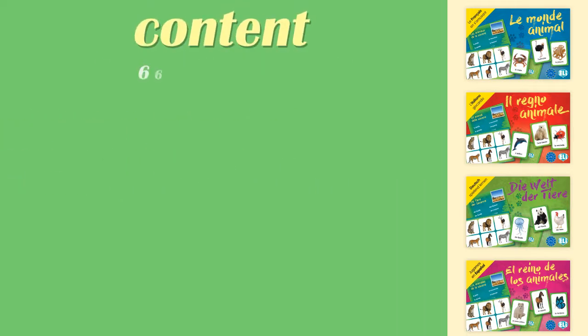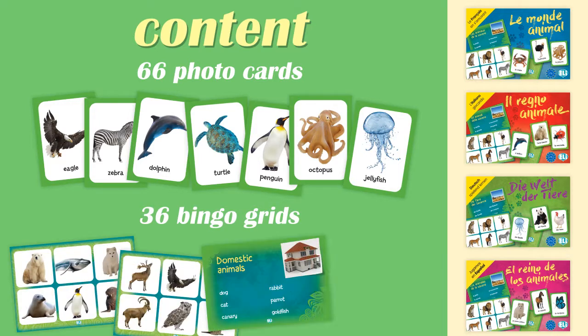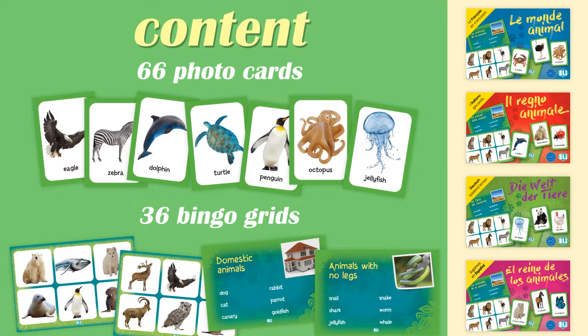The box contains 66 photo cards with images of animals and corresponding written words. 36 bingo grids with 6 pictures on the front side and lists of animals on the reverse side. Instruction booklet.